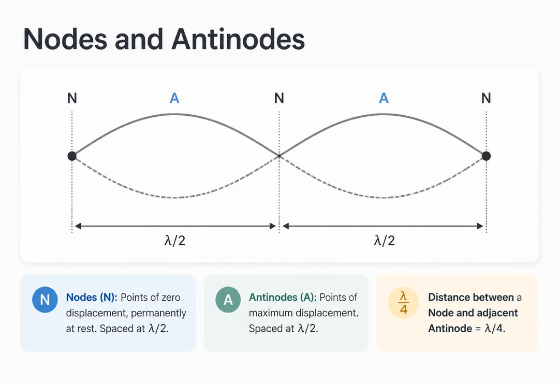This standing pattern contains distinct regions. The points where the medium remains completely stationary are called nodes. Exactly halfway between these nodes are the antinodes, where the particles vibrate with maximum amplitude. The distance between any two consecutive nodes or antinodes is always half a wavelength, while the distance from a node to its nearest antinode is a quarter of a wavelength. This spatial relationship is crucial for analyzing resonant systems.